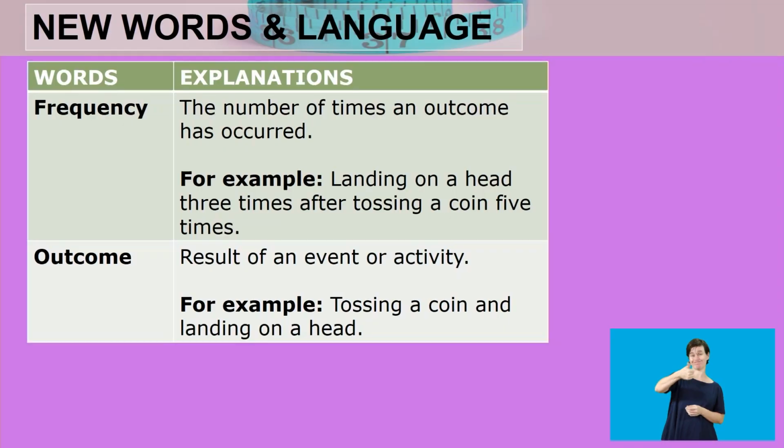Then we go to outcome. This is the result of an event or an activity. For an example, tossing a coin and landing on a head. So we know that whenever you toss a coin, there are only 2 possible outcomes, which is either a head or a tail. So when you toss a coin and it lands on a head, then you know that the head becomes the outcome, which is the result for that activity.